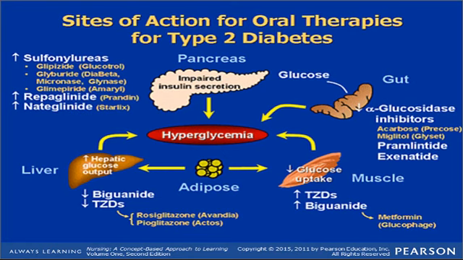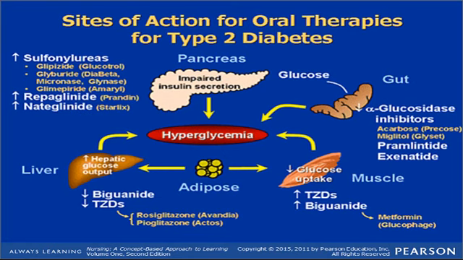Next is your biguanide. The only one is metformin. Metformin decreases the production of glucose and it increases the uptake of the glucose. It does not increase release of insulin, so it does not cause hypoglycemia. So metformin will try to get you to use your insulin better by increasing the uptake of the glucose, but it does not cause hypoglycemia.